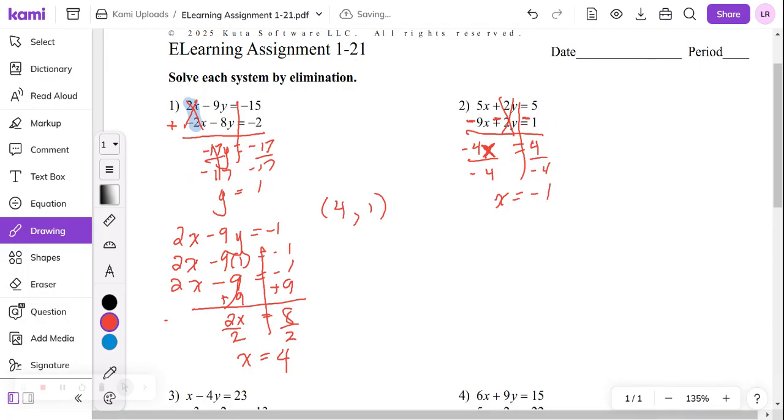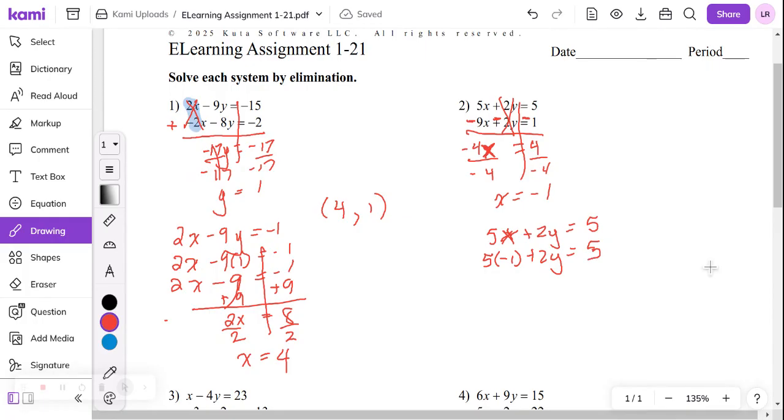Again, choose which equation you want to work with. Personally, I like the top one, so that's the one I'm going to choose to use. So I have 5x plus 2y equals 5. I know the answer for x is negative 1, so we'll put that answer in there.